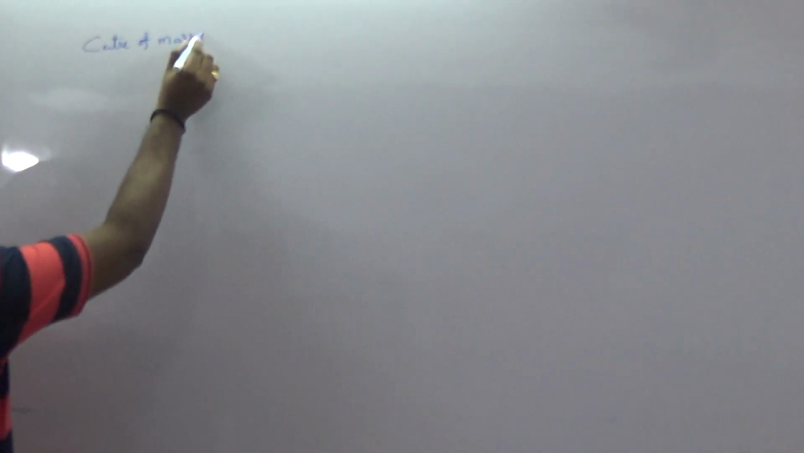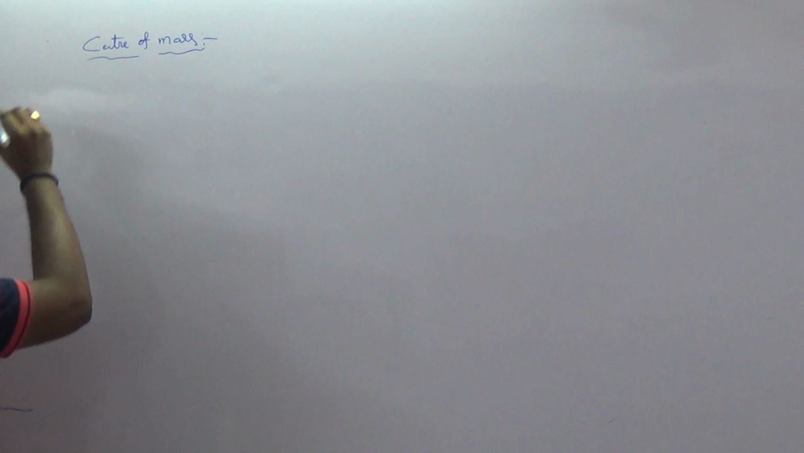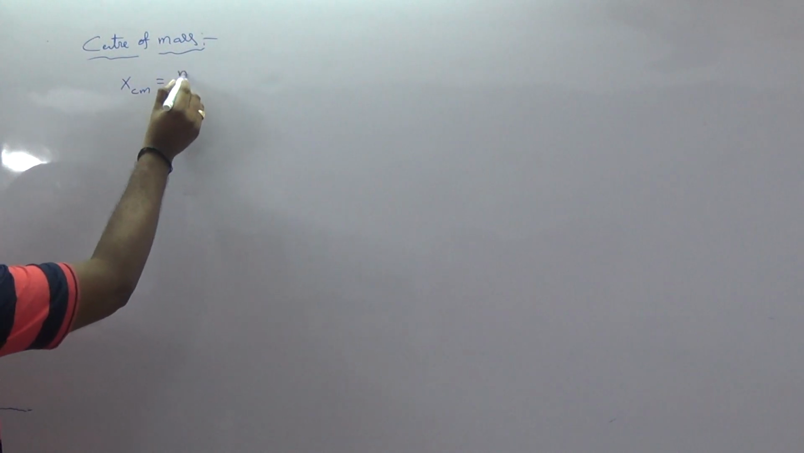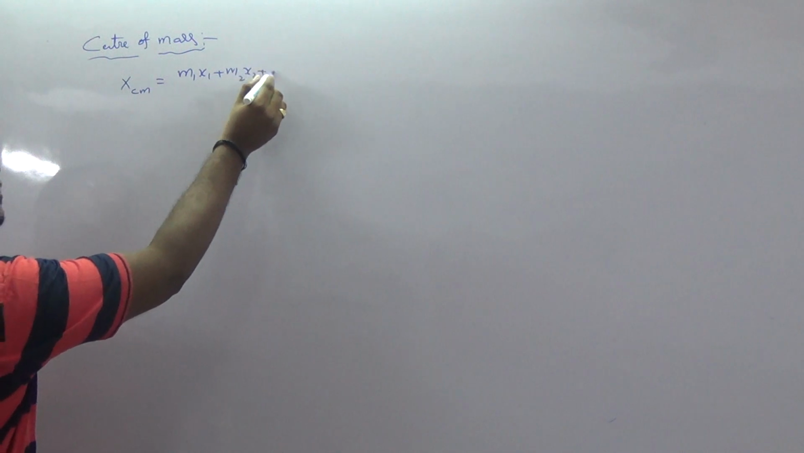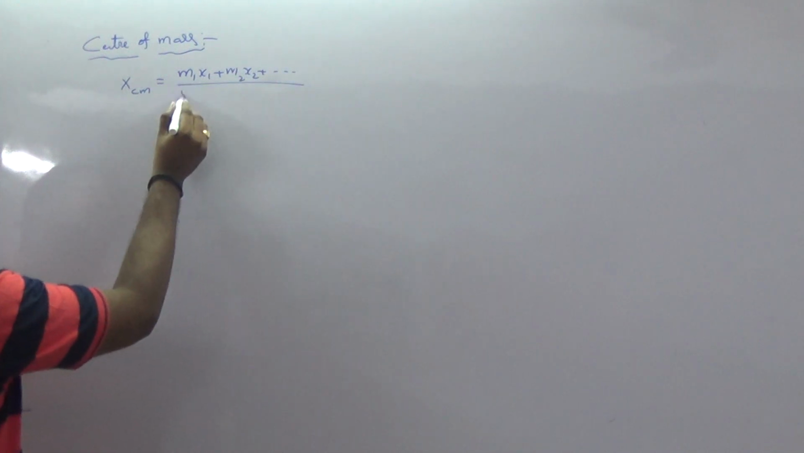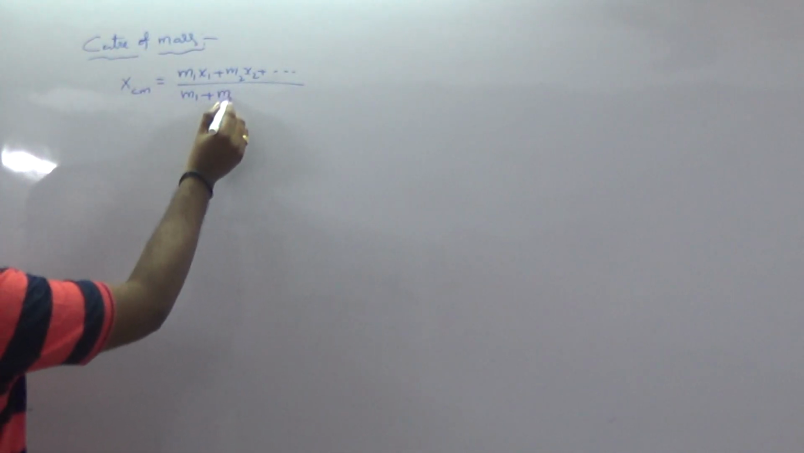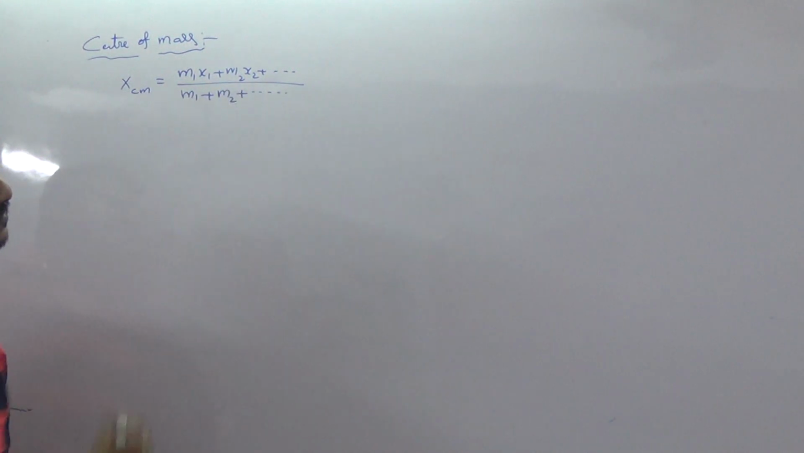So already I discussed in yesterday's class the position of the center of mass. You can take it as m1 x1 plus m2 x2 plus and so on, divided by m1 plus m2 plus and so on.